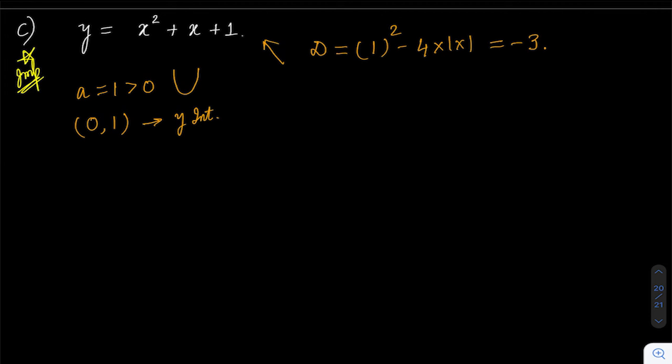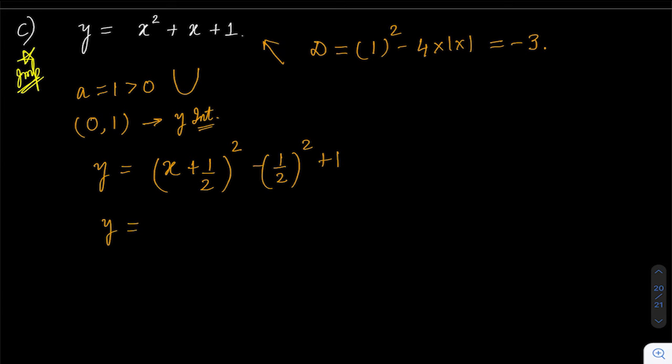And the last is my vertex. That I can find by completing the square. This is x square plus 1x. So 1 divided by 2 is half. So this will be x plus half whole squared minus half square plus 1. So y will be equal to x plus 1 by 2 whole squared, and this will be 1 minus 1 by 4, which is nothing but 3 by 4.